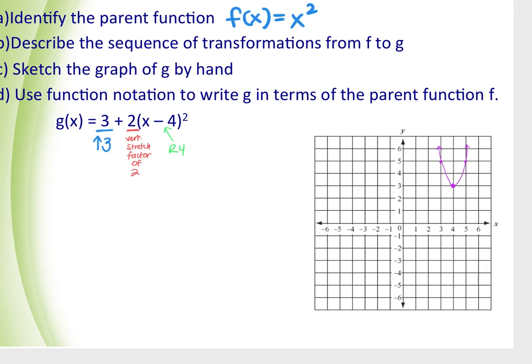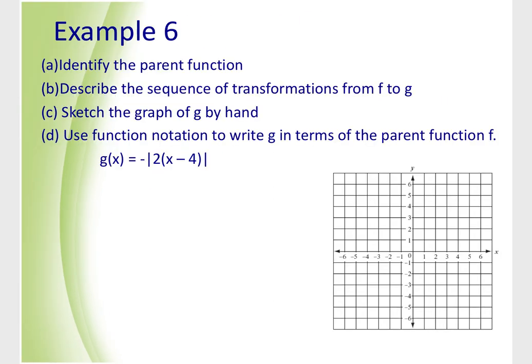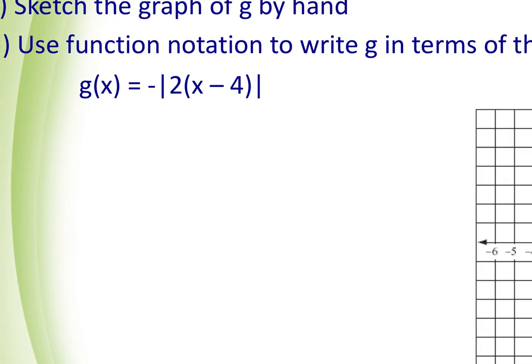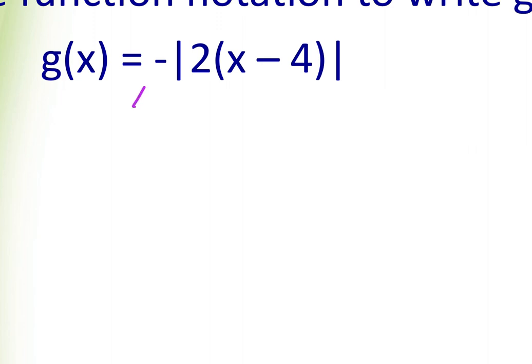Well, we're going to start it now because it's going there anyways, right? Okay. Then 6, what's the parent function? Good, absolute value of x. We know that to be a V, so that's the shape, but this is the parent function. Describe the sequence. So what's happening with the negative on the front?